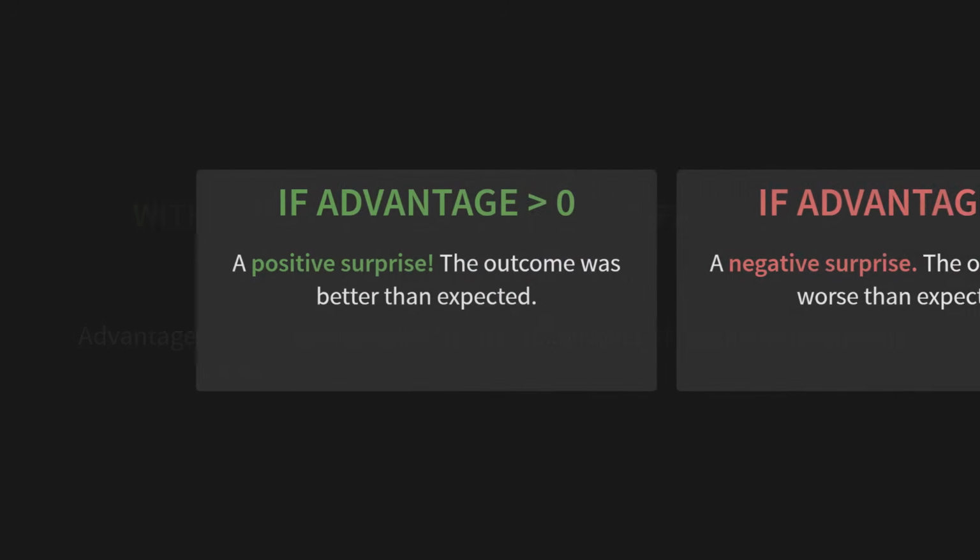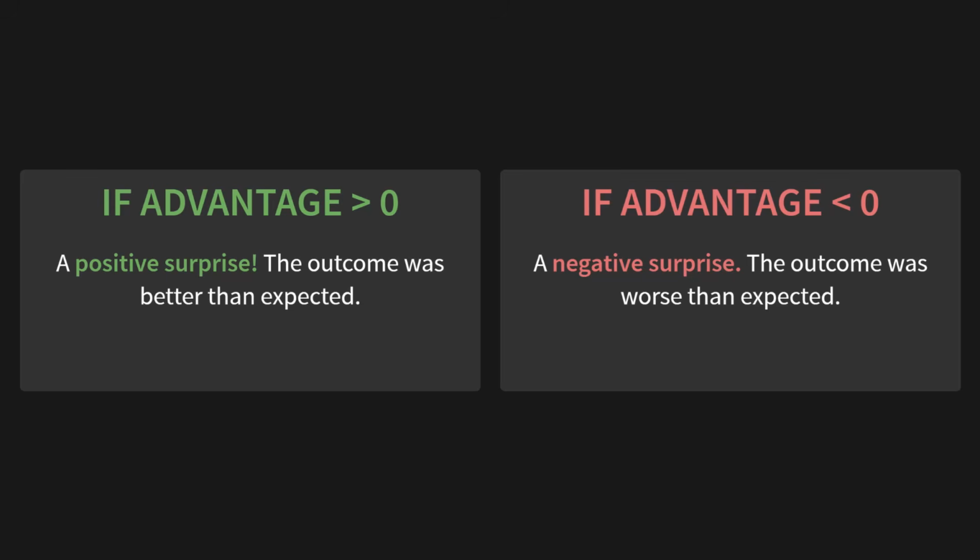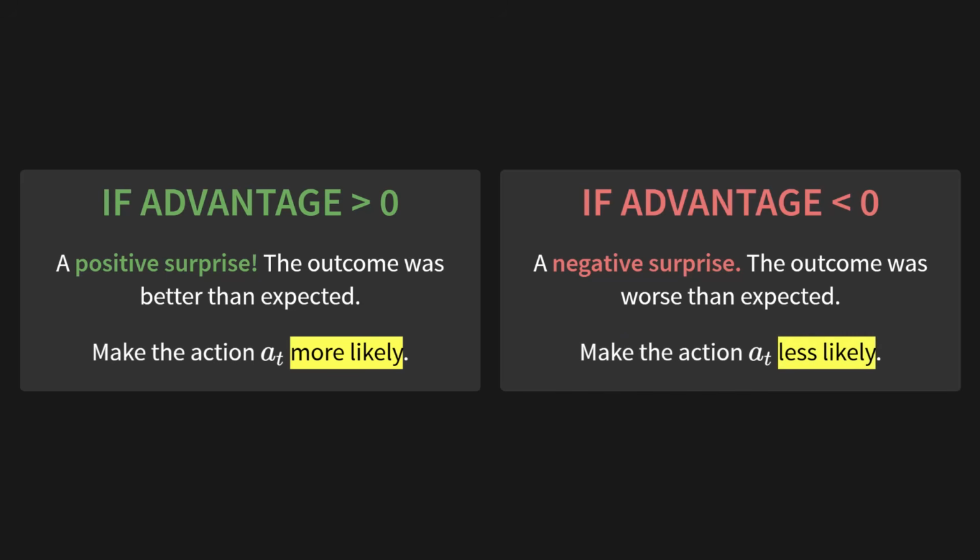So if the advantage is greater than 0, that's a positive surprise. The outcome was better than you expected. The algorithm's response? Make the action that led to it, a_t, more likely. And if the advantage is less than 0, that's a negative surprise. The outcome was worse than expected. So we make the action a_t less likely.